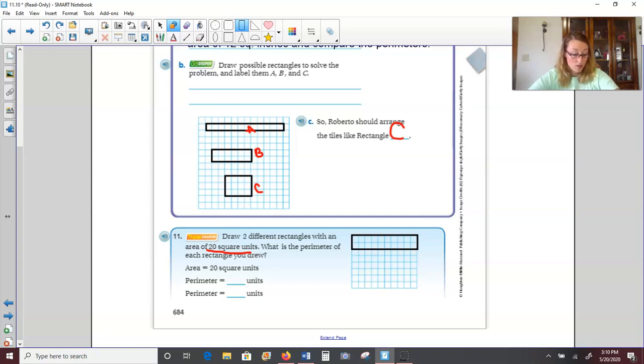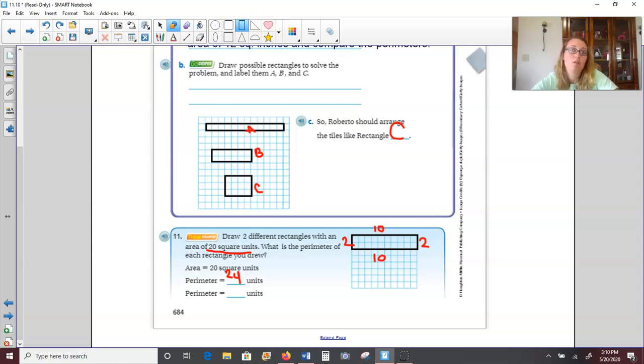Okay. So that should cover 20 square units. And just to go through the perimeter, it would have 10 across the top, so 10 on the bottom, that's 20. 2 on each side, that makes 2 plus 2, 4. So the perimeter would be 24 units. Okay, that's one option. My second rectangle has to be 20 square units.